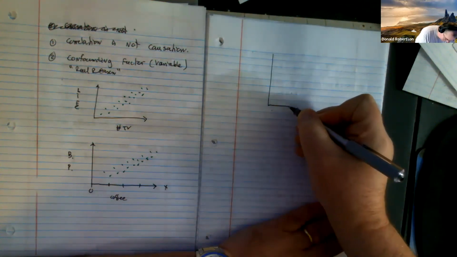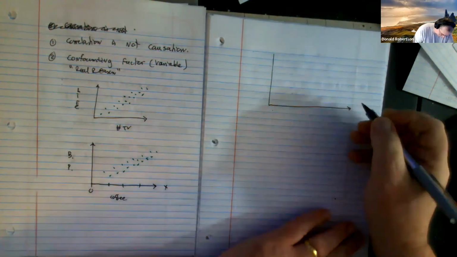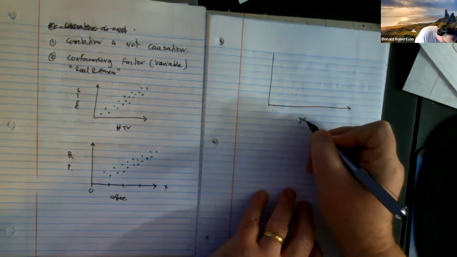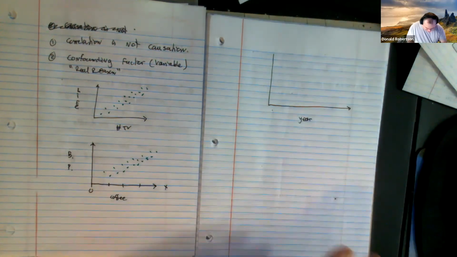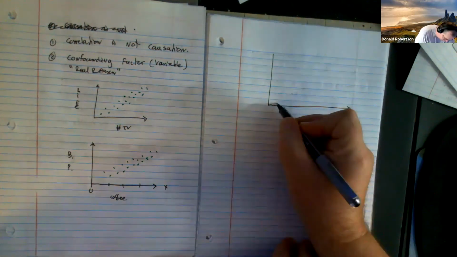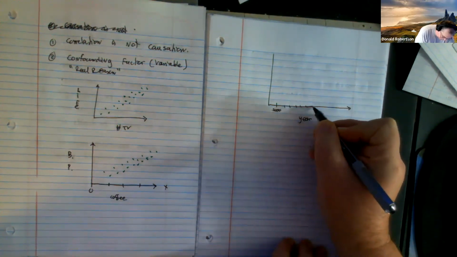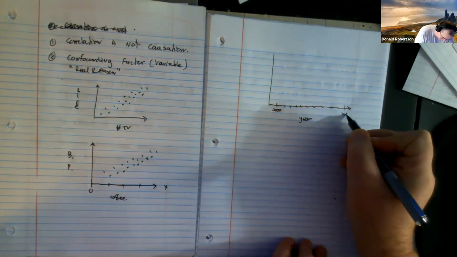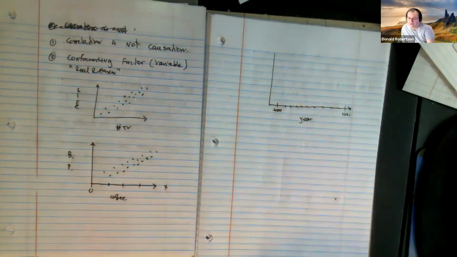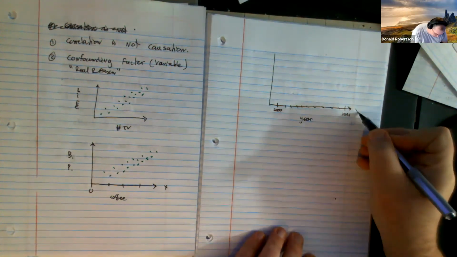Okay, here's the last one of this type. So the explanatory variable is just years. So it's the year 2000, 2001, 2, 3, 4, 5, 6, up to 2021, right? So the year is the explanatory variable.